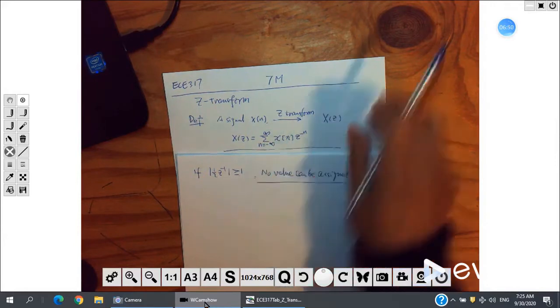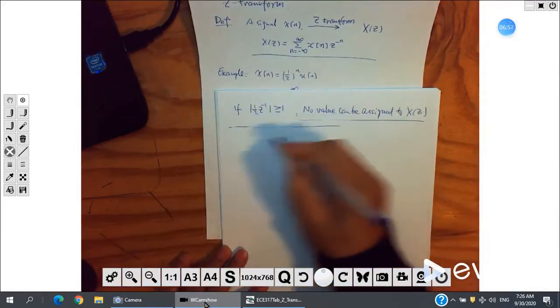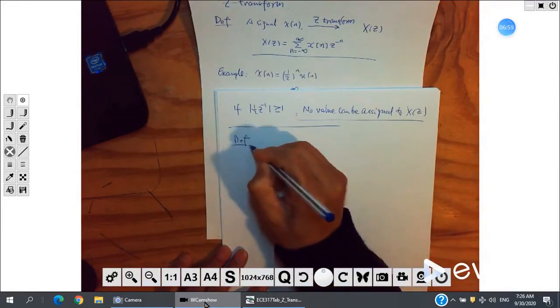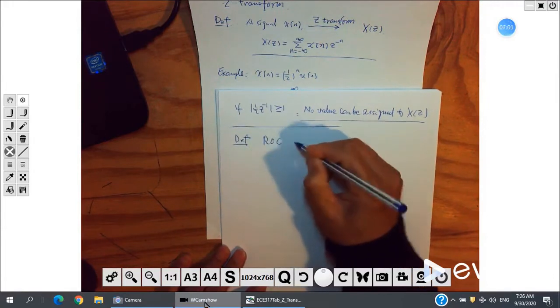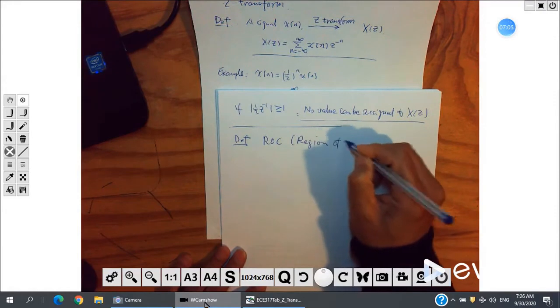Okay. So we have another thing related with Z transform, also a definition: ROC, region of convergence.